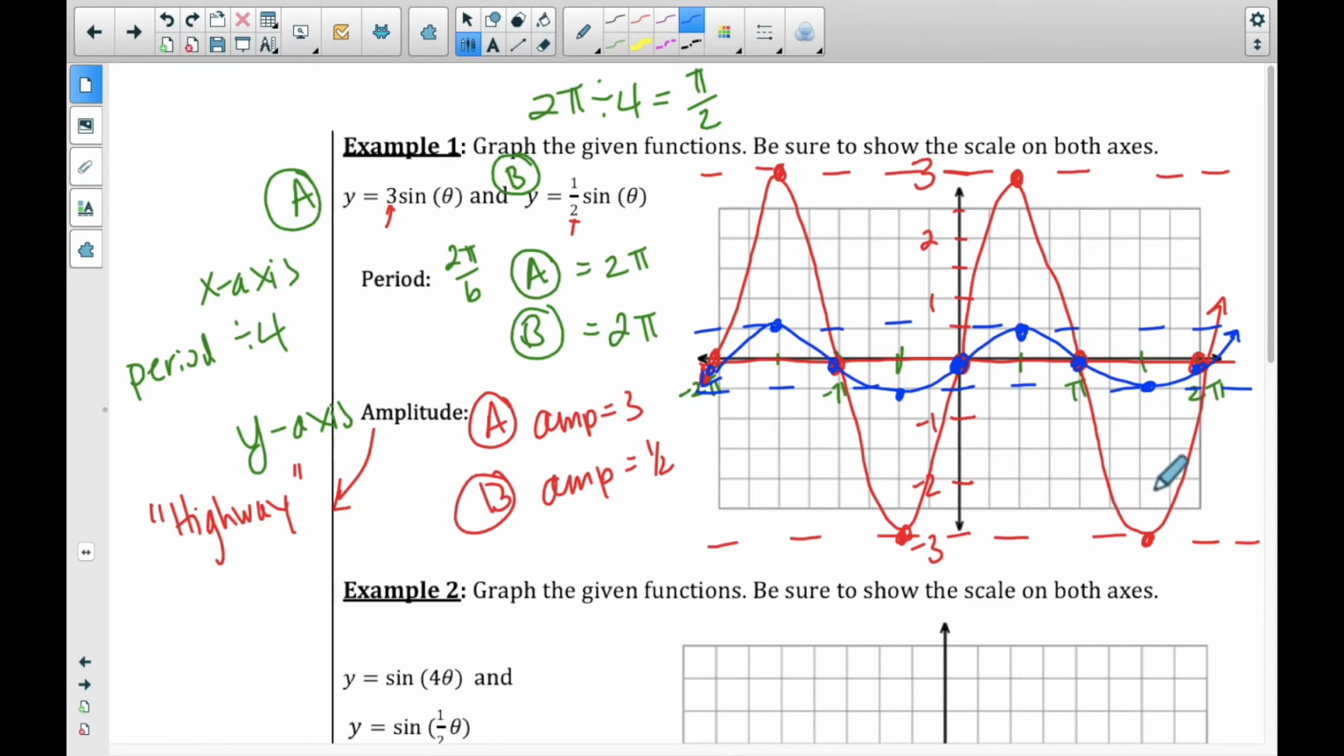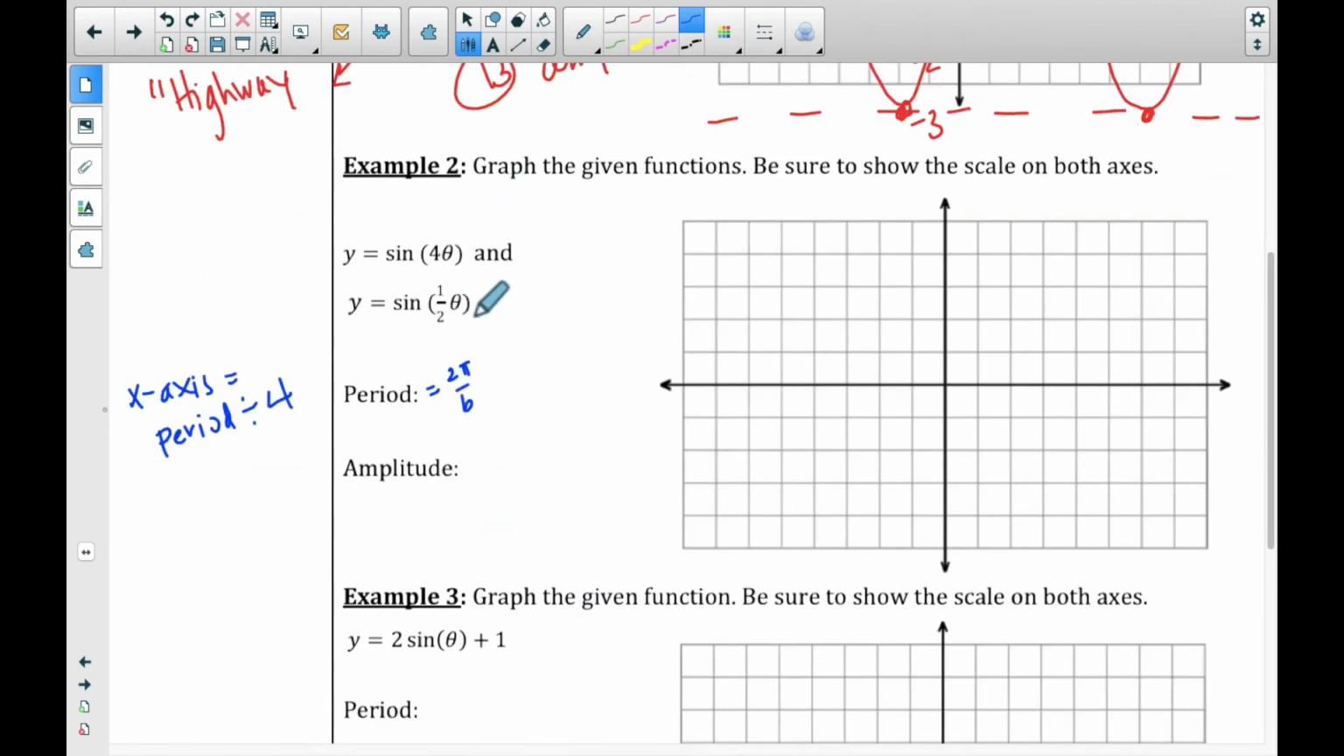Okay, let's go on to example number 2. On this problem, notice we do have a 4 and a 1/2, but they're not out in front. When they're out in front, that's the amplitude. When they're in here, that affects our period instead. We define period as 2π divided by b. So let's go and label these again. Let's say this is graph A and this is graph B.